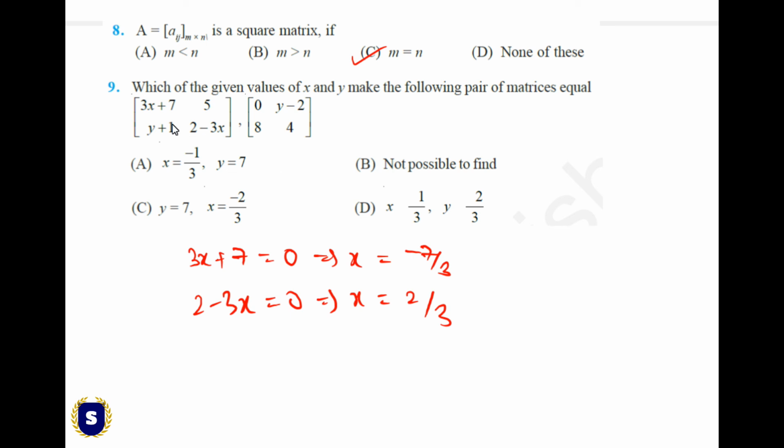The first element is equal when x is equal to minus 7 by 3. And then A22 will be equal, sorry, hold on. This is my mistake. This is 4. So it will be x equal to minus 2 by 3. Still, they can't be equal in any case, so it is not possible to find. Right. Let us do our next question.